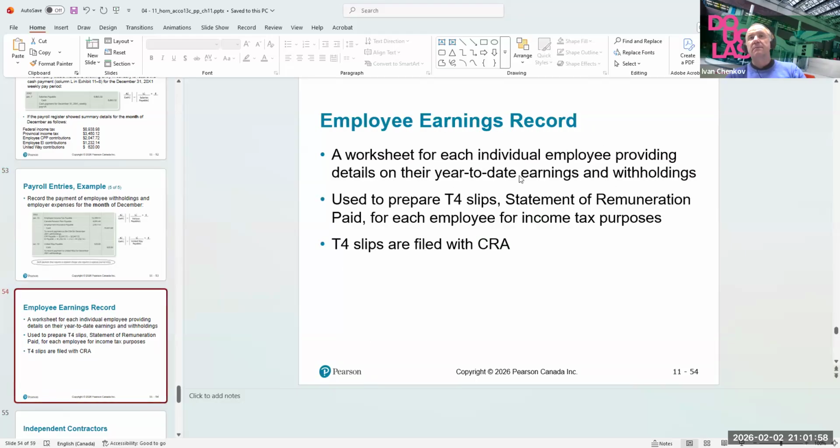Now, employee payroll records: the worksheet of each individual employee providing the details for the year-to-date earnings and withholdings. So you have two requirements, one to show the current and one to show year-to-date earnings and withholdings. Why do we need those? Because those accumulations are used to prepare a T4 slip for the employee at the end of the year. Now the T4 requirement is that one T4 has to be sent to the employee by February 28th, and by the same date, one slip has to be filed with Canada Revenue.